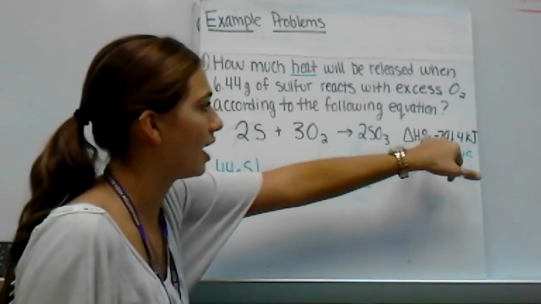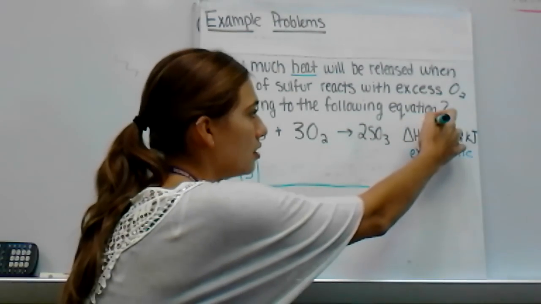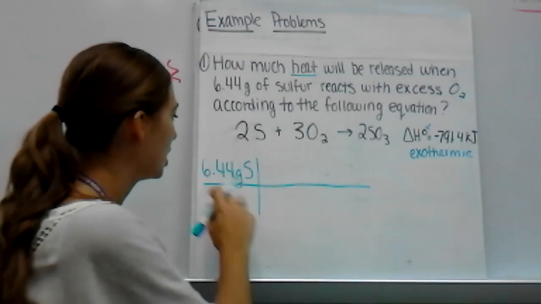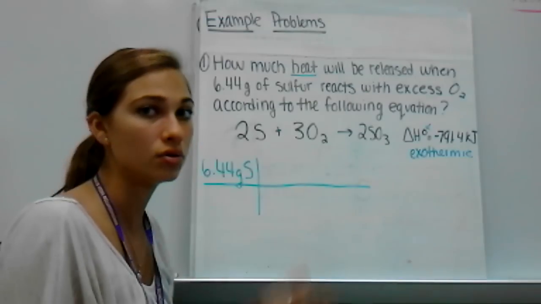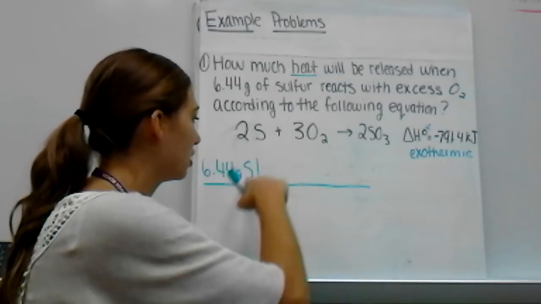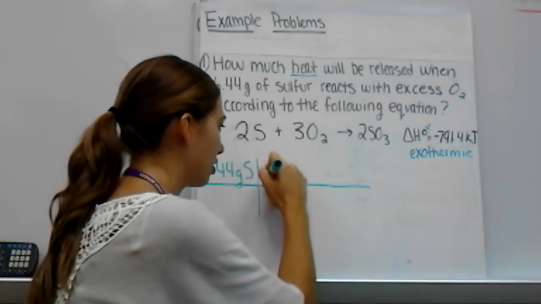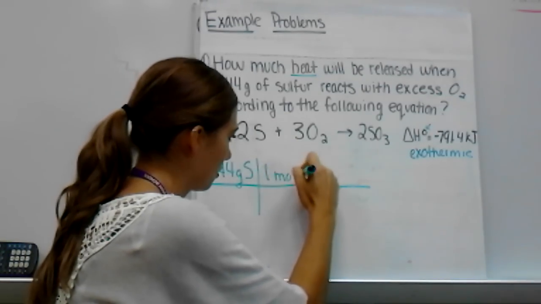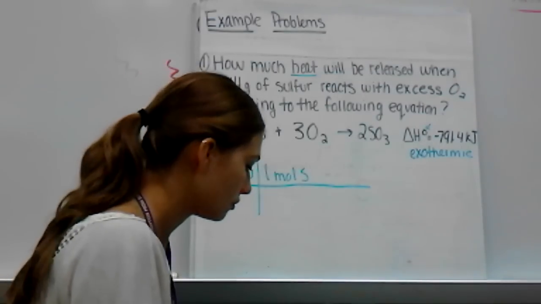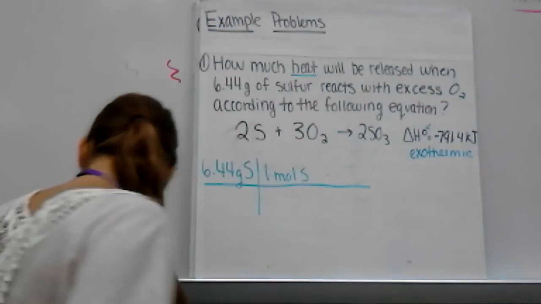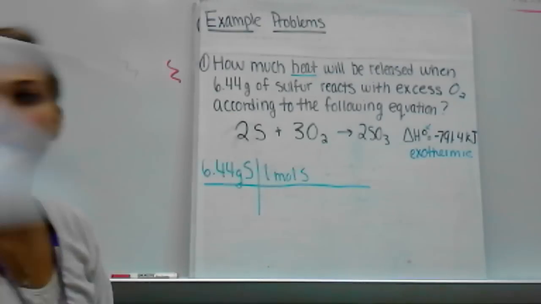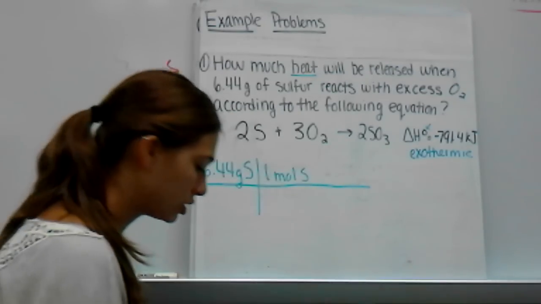Like I said before, when we have this little knot up here, this means that we're talking about molar. So the first thing we're going to want to do is get our grams into moles. The way that we do that is we use our molar mass of sulfur to get this into moles. You guys already know how to do this. The molar mass of sulfur is 32.07.